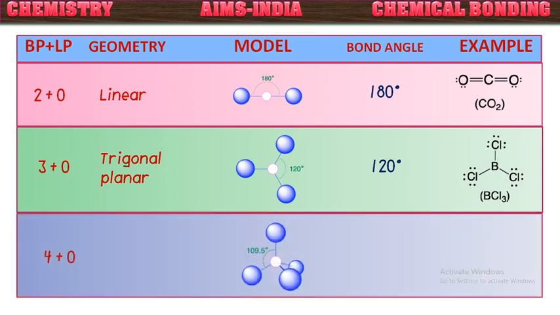Next, molecules with four bond pairs and no lone pairs. Then the shape of the molecule will be tetrahedral, and the bond angle between the atoms will be 109 degrees 30 minutes, or 109 degrees 28 minutes, approximately. An example for this kind of molecule is methane.